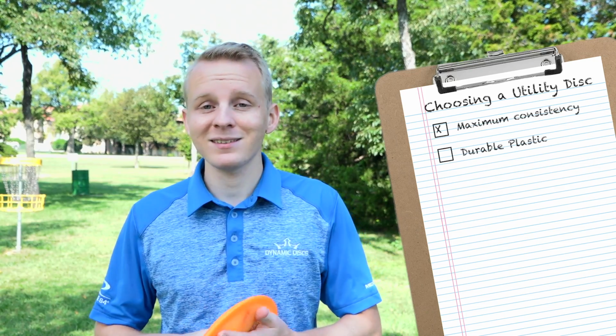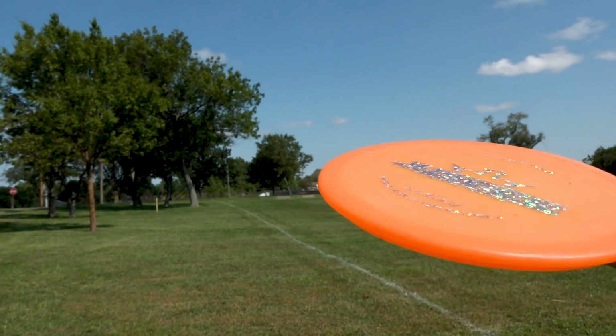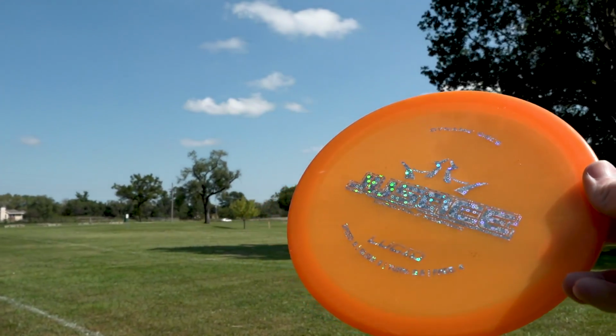So if you're trying to remove as many variables as possible, the plastic is another place to look. You're going to want something in the Lucid or the Fusion plastic, something very durable so that it flies the same as it did last time. The Lucid Justice is the most popular utility disc among our touring players because it's got that durability and it's going to stay consistent from time to time, even if you don't throw it every round. So that's what to look for in a utility disc. If you're missing this slot in your bag, I would definitely recommend checking out a Lucid Justice.